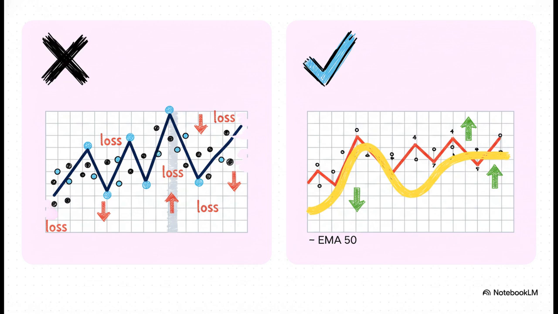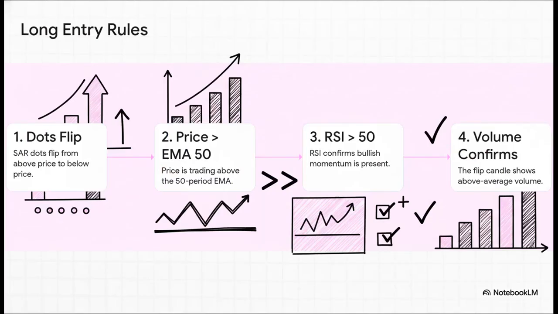It'll just whipsaw you back and forth, in and out, for a string of frustrating little losses. But by adding just one simple rule, only take buy signals above the 50 EMA and only take sell signals below it, you filter out a massive amount of that market noise. All right, so let's put it all together into a simple checklist.